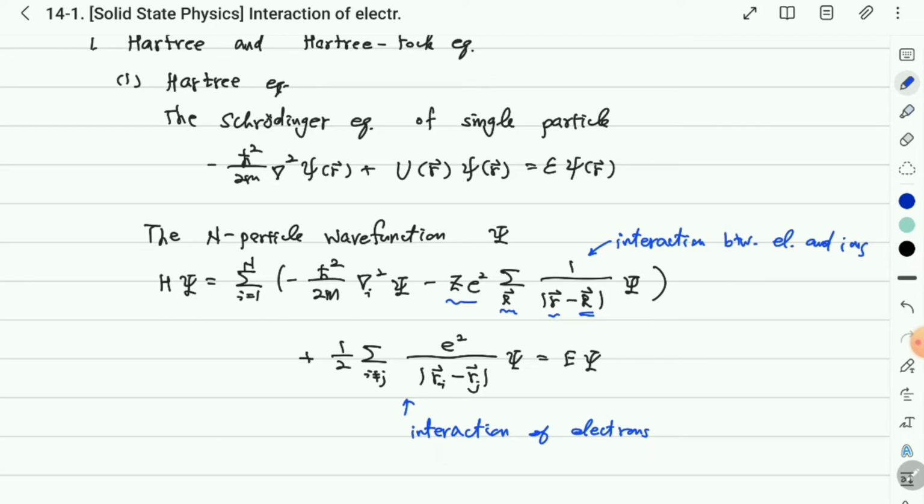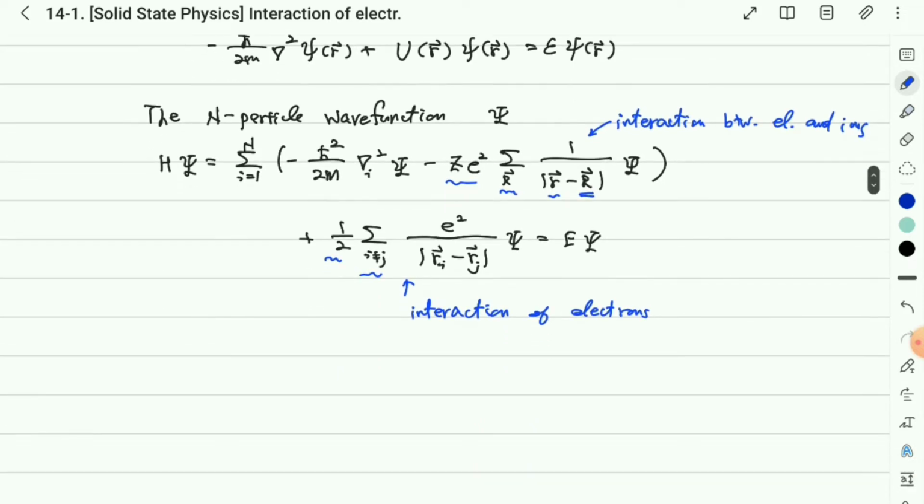There is also the electron-electron interaction, and the interaction should not be the electron with itself, that is, it should not be a self-interaction. Also, because of double counting, we should multiply by one half. Let's think about electrons 1 and 2. The interaction between 1 and 2 and between 2 and 1 is identical. Therefore, the double counting should be excluded. That's why the one half should be multiplied. And the third term is the electron-electron interaction.